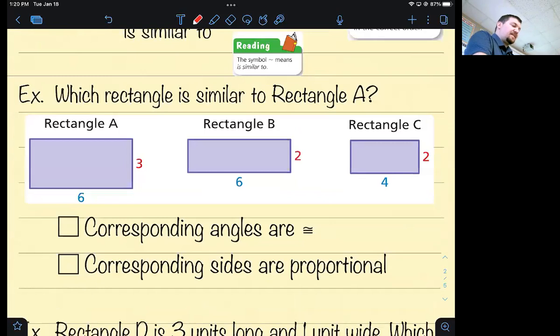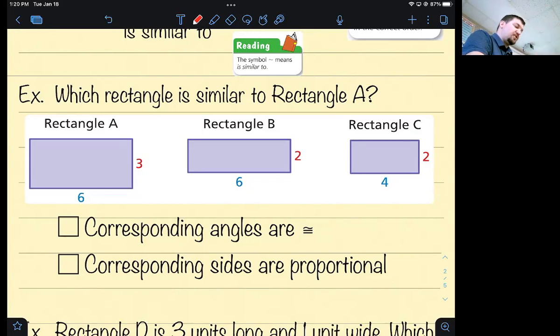Which rectangle is similar to rectangle A? Now, they're all the same general shape, but rectangles do have different shapes. I can have rectangles that look like squares, and I can have rectangles that look like tall pillars, where they're skinny and tall. They're still rectangles, but they're not the same shape.